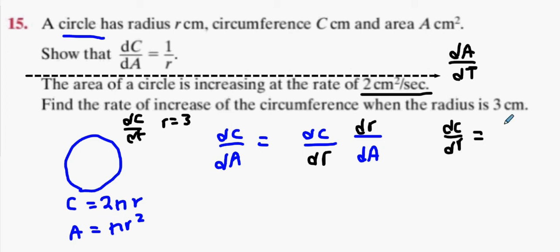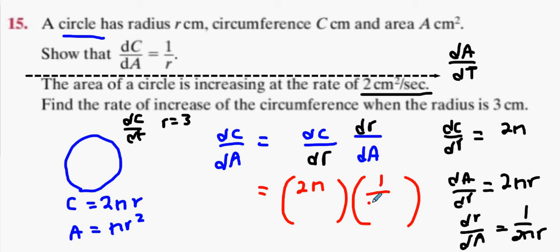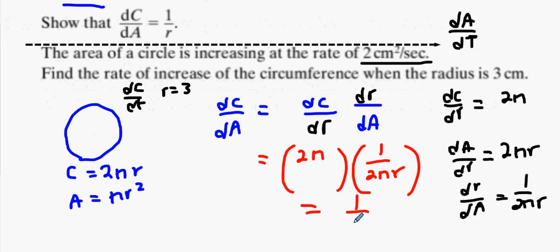What do you get? Plus 2 pi. Does anybody know how to get the dA/dr? Differentiate the area formula, and what do we get? 2 pi r. How do we get the dr/dA? Upside down. Finally, do we have enough to answer part 1? What do we have then? 2 pi and 1 over 2 pi r. And what's the answer then? Is that what we're asked to prove? It was. Pause it there.